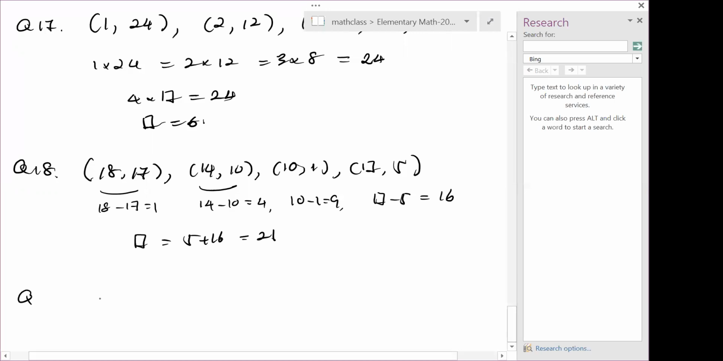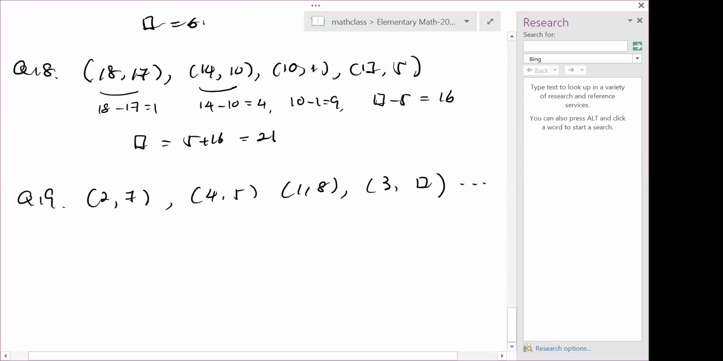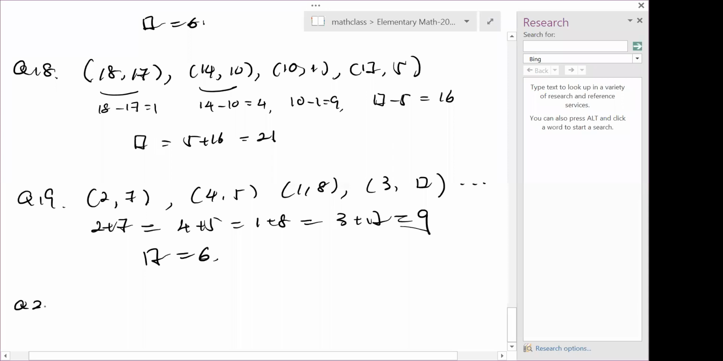For example, the next one. You can use multiplication, division, addition, and subtraction. Try all of them to see which one gives you a nice pattern. Wow, I have so many students give me an answer right now. That's easy, right? 2 plus 7 is 9, 4 plus 5 is 9, 1 plus 8 is 9, 3 plus that number should be equal to 9, and that number should be 6. Great.